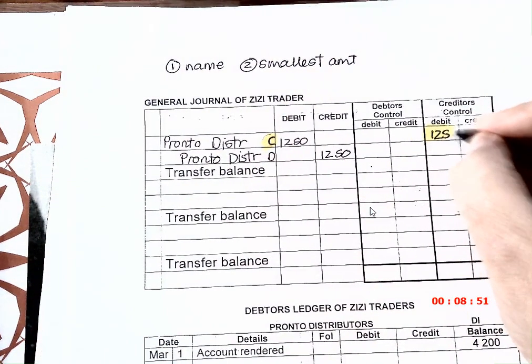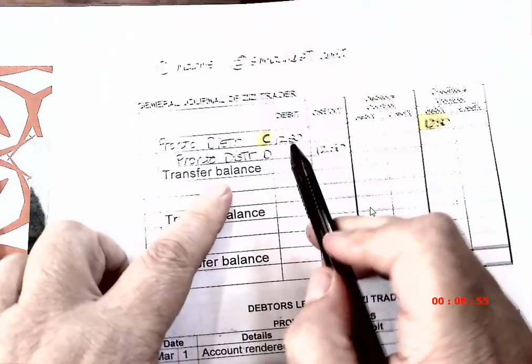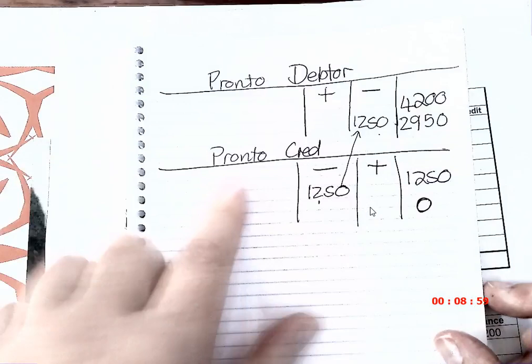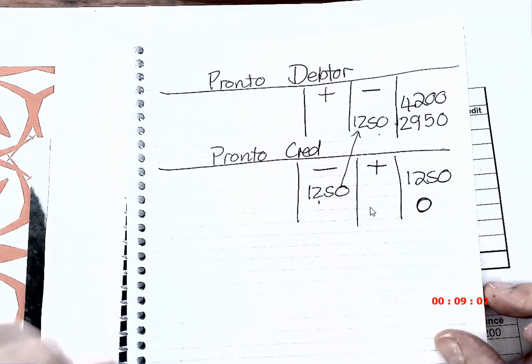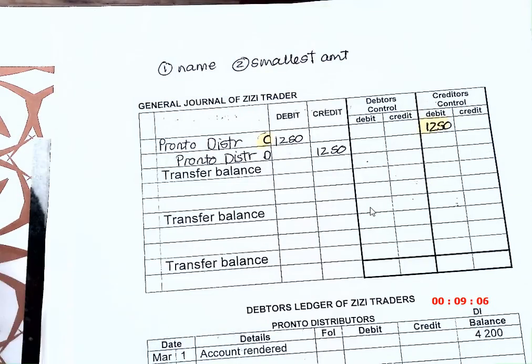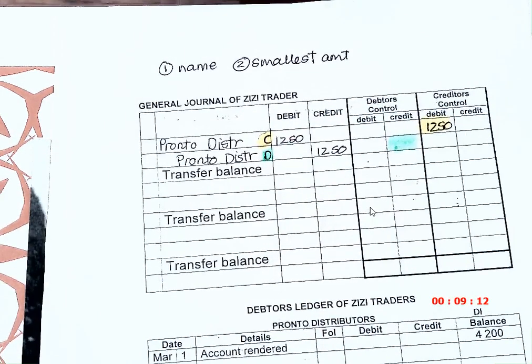Ma'am, why didn't you start with debit first, then credit? Because I'm starting with the side debit. And which one did I debit? Pronto the creditor. You see? Then I take the debtor is credited 1,250.